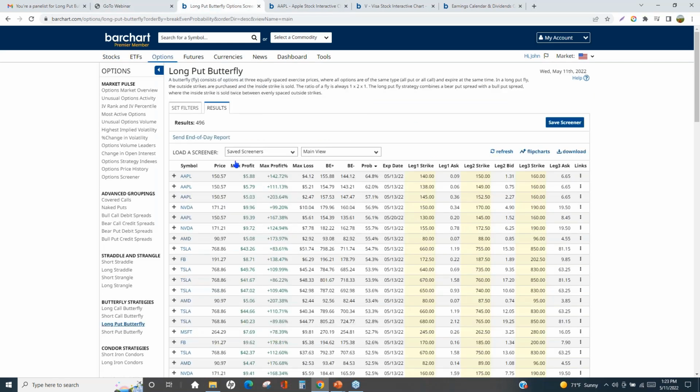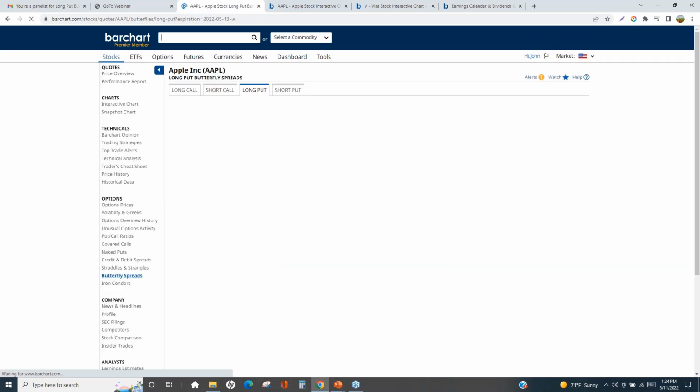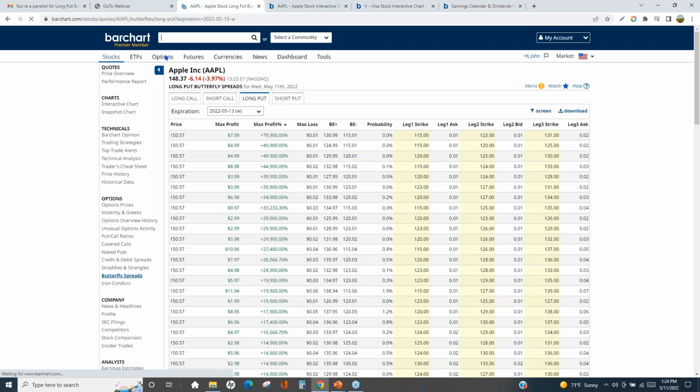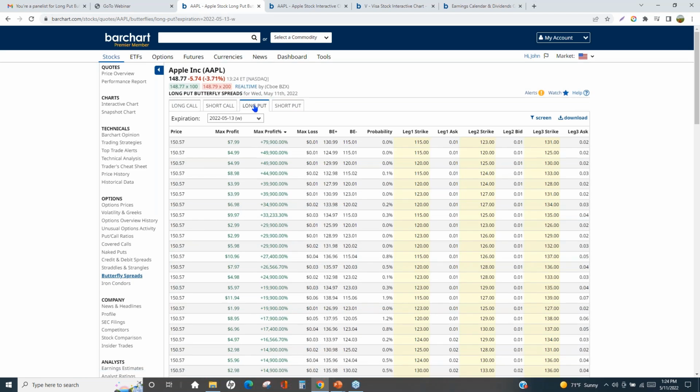So what I could do is come to Apple over here, and under the links here, I'm going to look at more examples. What this does is it takes the information from our page, and now it's just looking at the Apple examples. Again, we have different butterfly strategies. We're looking at the long put, and notice now we see all the long put strategies that are related to Apple.